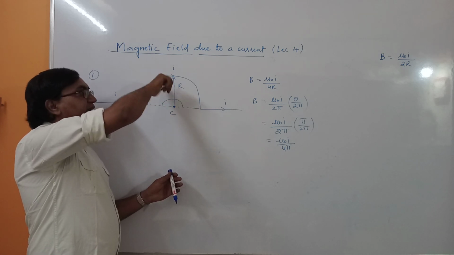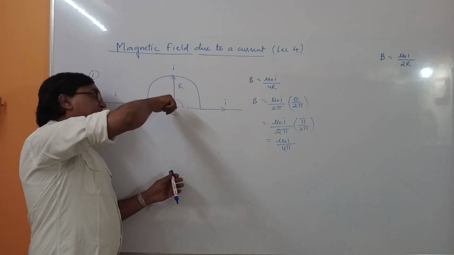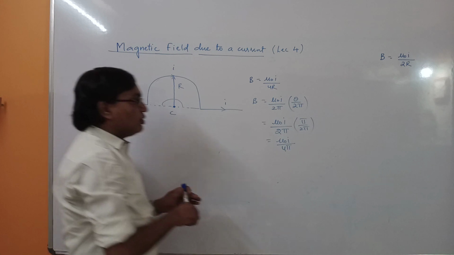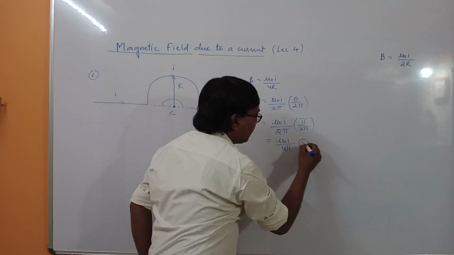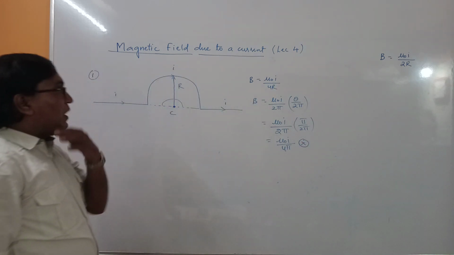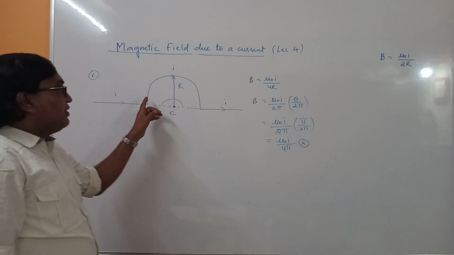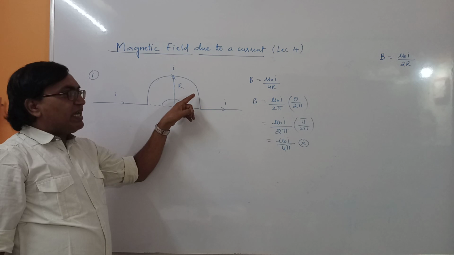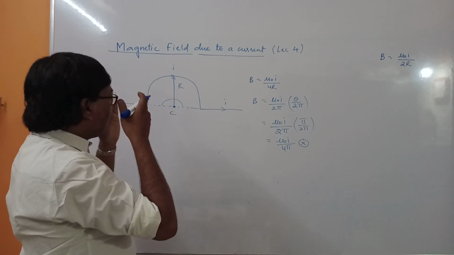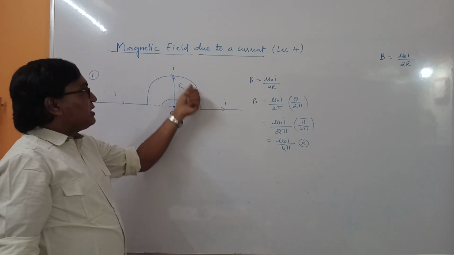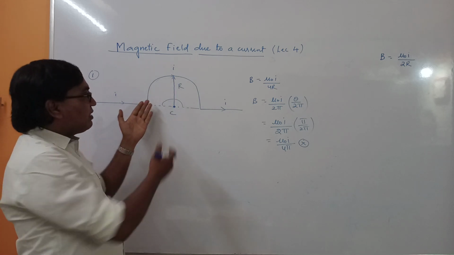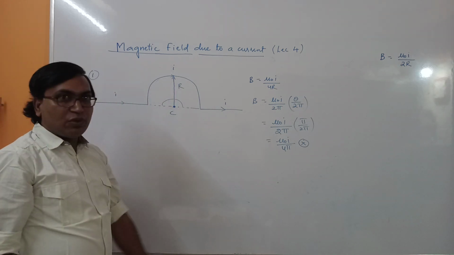So we are using the right hand thumb rule. So the direction of the magnetic field is inside the board. Or just simply, if you look at the wire, if the sense of current is in clockwise direction, then the magnetic field will be inside the board. And if the sense of the current is in anti-clockwise direction, the magnetic field will be outside the board.